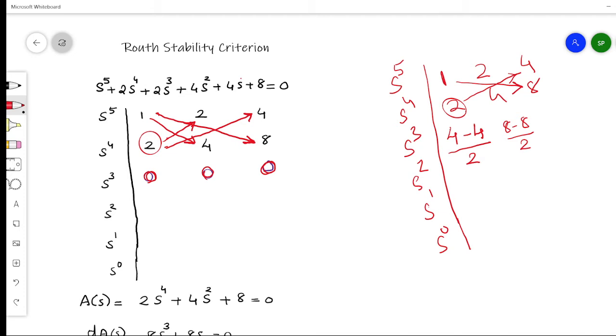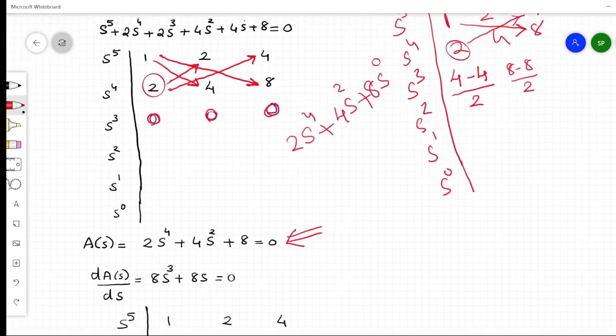So s raised to 4, we know that in every row we are putting the alternate elements, right? So s raised to 4 is an even row. The first element, the coefficient, is 2, so it is 2s raised to 4, plus the second element 4, with the next even power, 4s square, plus the third element 8, so 8s raised to 0. You can see the powers 4, 2, 0, all even. So the auxiliary equation we got is 2s raised to 4 plus 4s square plus 8 is equal to 0.